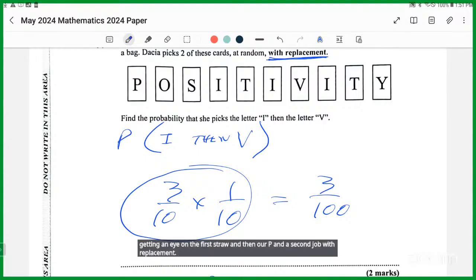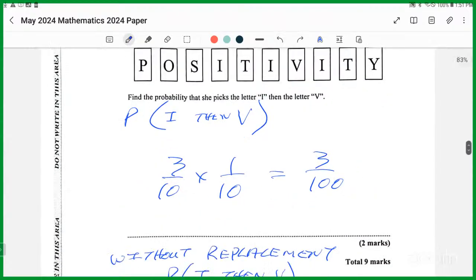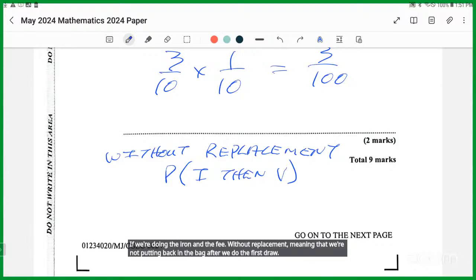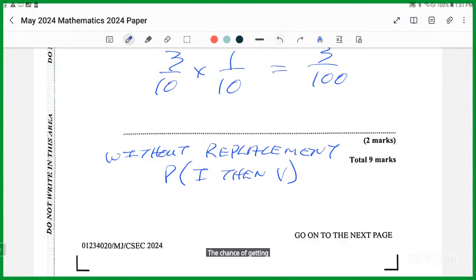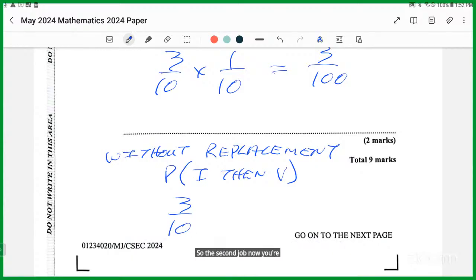Listen to the without replacement now and make the connection. If we're doing the I and then the V without replacement, meaning that we're not putting it back in the bag after the first draw, the chance of getting an I on the first draw is 3 out of 10, for all 10 in the bag, and there are 3 I's. We're not putting anything back. So the second draw, you're going to only have 9 in the bag.